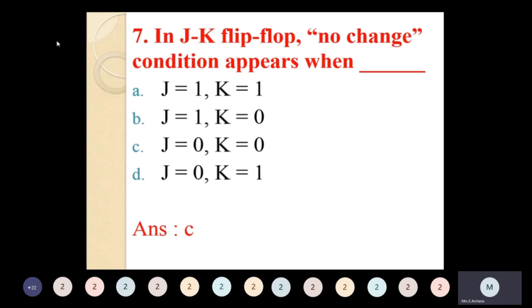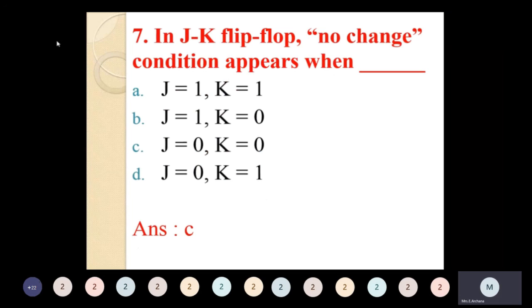In JK flip-flop, no change condition appears when what is the input, that is J and K value. First option, J is equal to 1, K is equal to 1. J is equal to 1, K is equal to 0. J is equal to 0, K is equal to 0. J is equal to 0, K is equal to 1. So the option will be C.